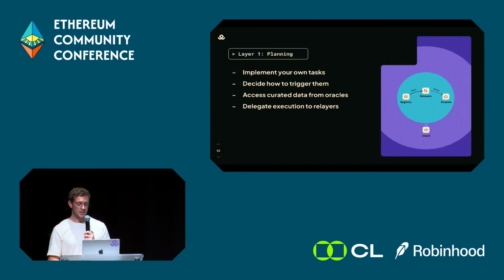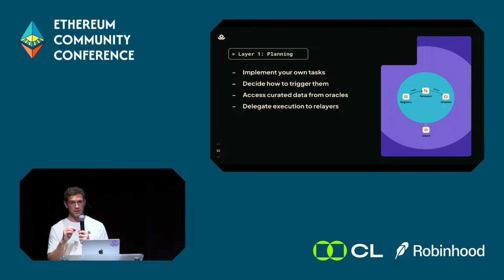Let's jump a little into the details about these 3 layers. The first one is what we call the planning layer. The planning layer is basically where the developer can write their own tasks to automate what they want to do. They just need to define the trigger. It could be, as we were saying before, something related to time, on-chain events, balances, prices, whatever.